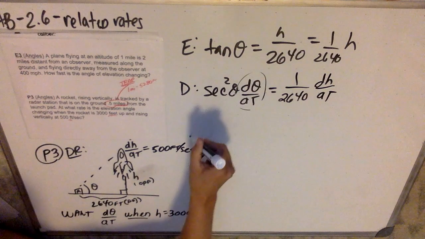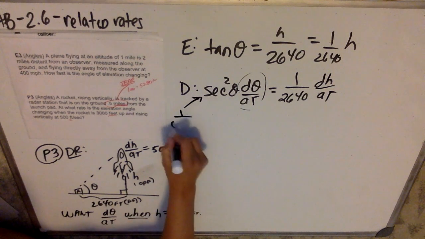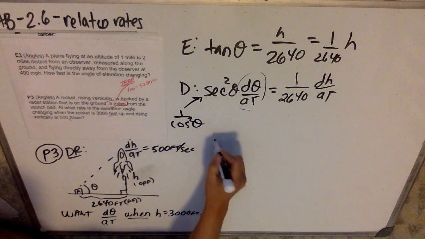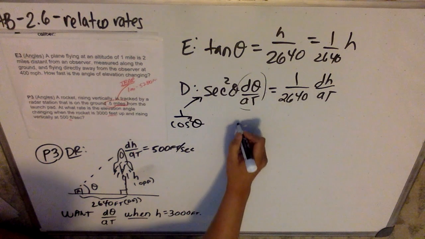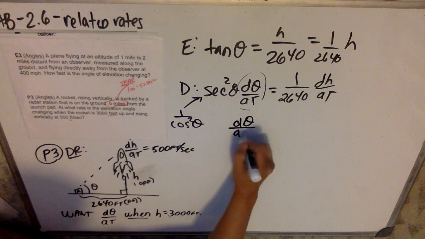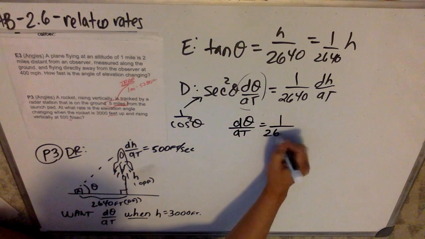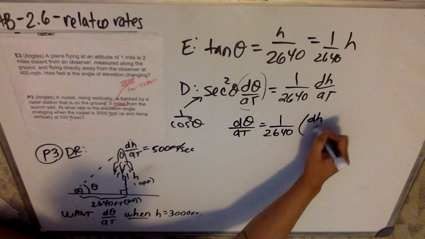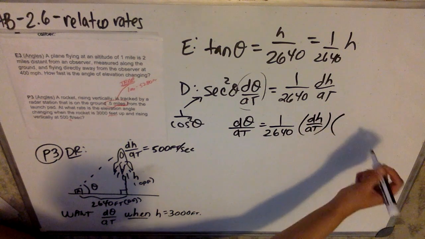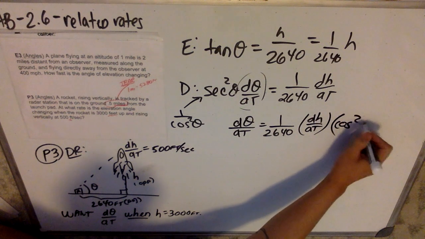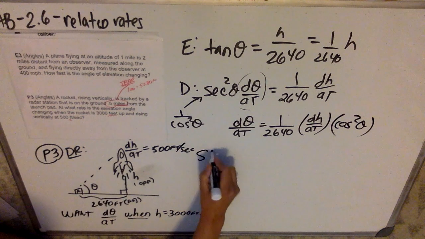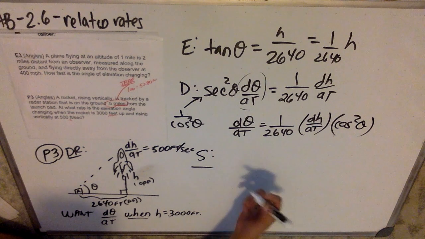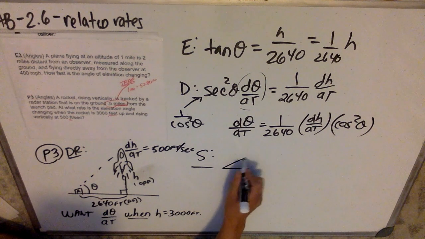This is what I want, but again, we already saw in the last problem that secant squared is the same as 1 over cosine squared. So I can just solve by multiplying the cosine squared over. So I'm going to get d theta dt equals 1 over 2640 times whatever dh dt is times cosine squared, right?